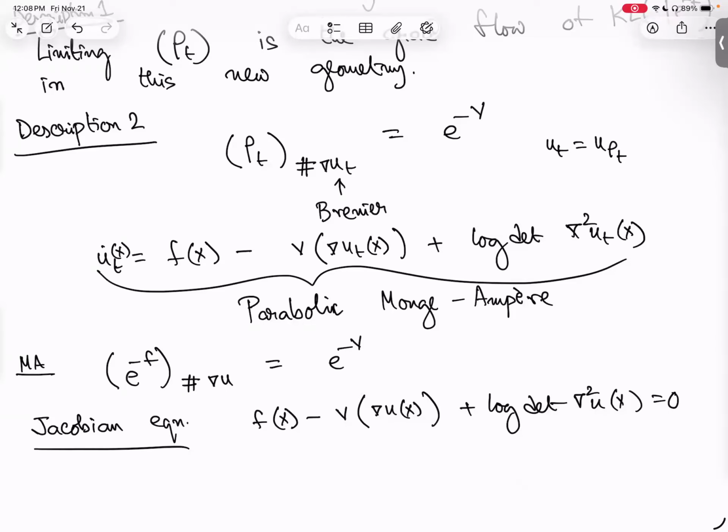Perhaps you remember it, perhaps you don't, but it's not very hard to derive. If you have a function u which pushes forward e to the power minus f to e to the power minus v, and we write down the Jacobian change of measure equation, you will get exactly this, that this must be satisfied. This is equal to 0. Now look at what this parabolic Monge-Ampère is doing. It's just putting a ut dot on the left-hand side of the same right-hand side, which should be equal to 0.